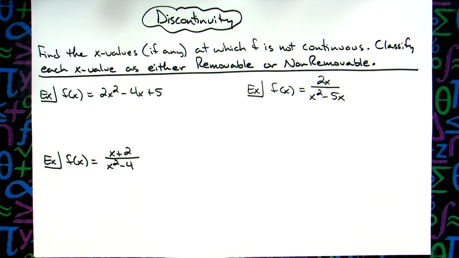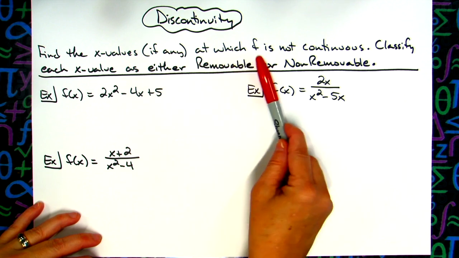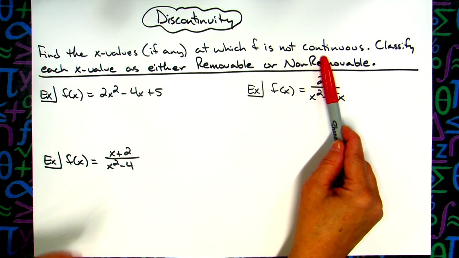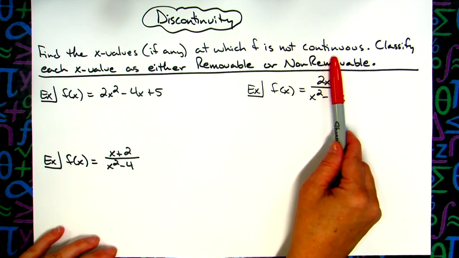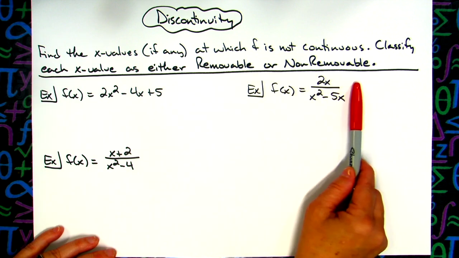All right, in this video, we're going to take a look at 3 examples, and it's going to focus on this idea of discontinuity. Our directions say find the x values, if any, at which f is not continuous. They're not going to use the word discontinuity, but they'll say not continuous, same thing. Classify each x value as either removable or non-removable.